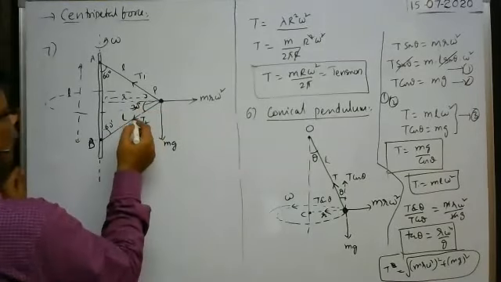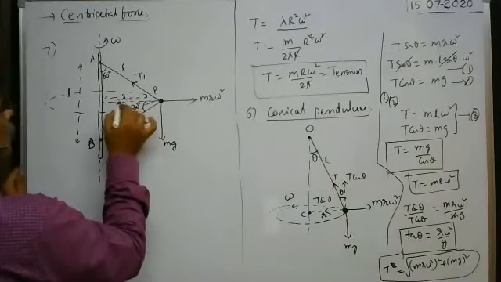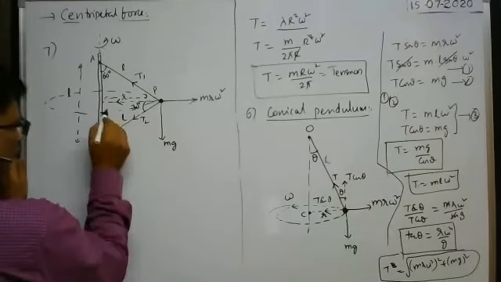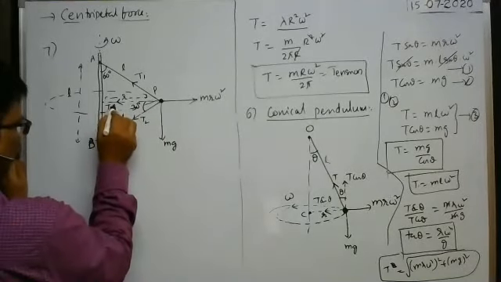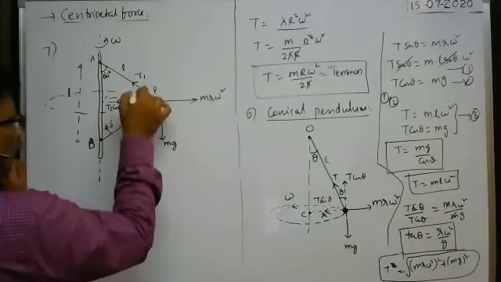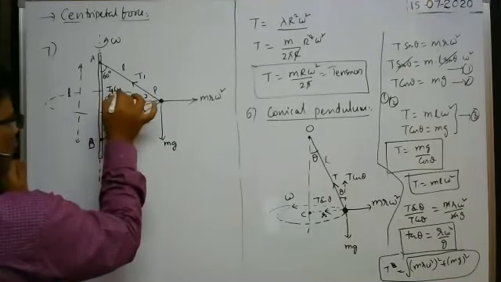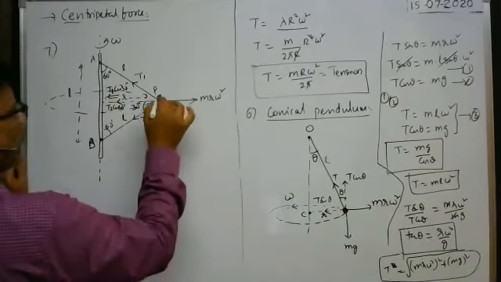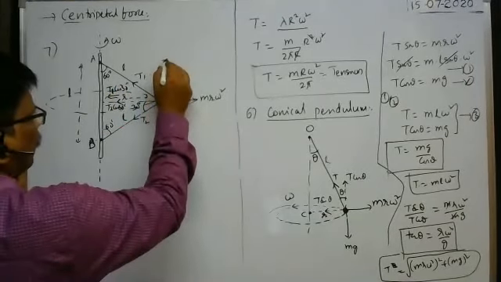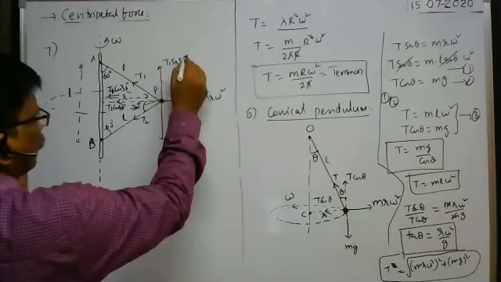Now what is the component of this tension in this direction? T2 cos 30. The component of this tension also in this direction is equal to T1 cos 30. Vertical component in this direction, T1 sin 30.